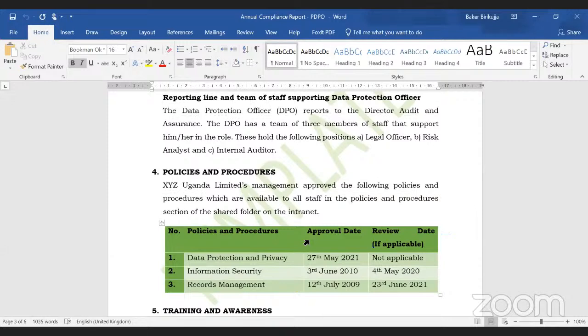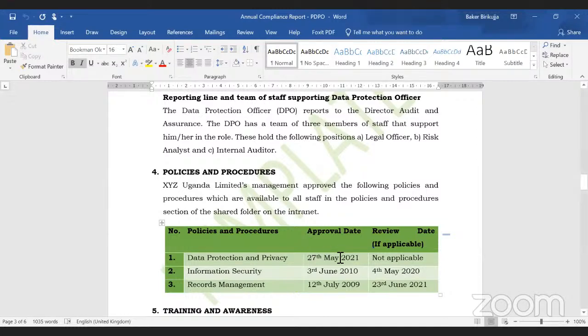The policies that we're interested in that support data protection practices within the organization include, one, the data protection and privacy policy. You indicate the date when it was approved and when it's due for review. The other is information security, still the same, and records management. These we will later look into in the tool to see what it should cover.